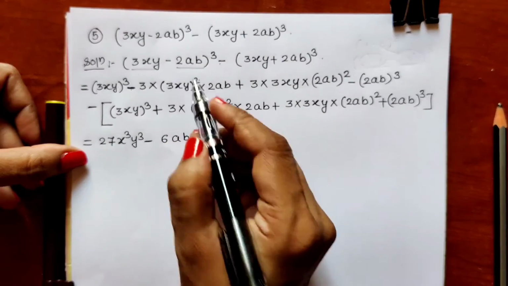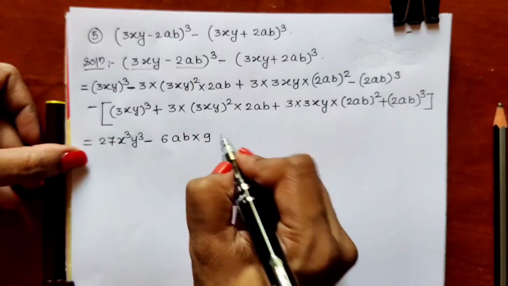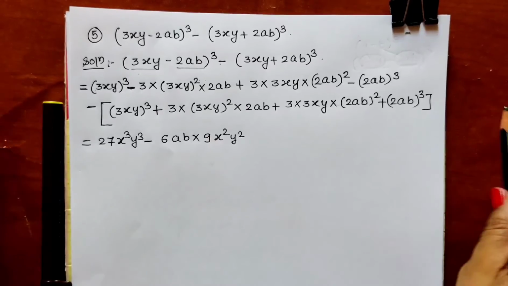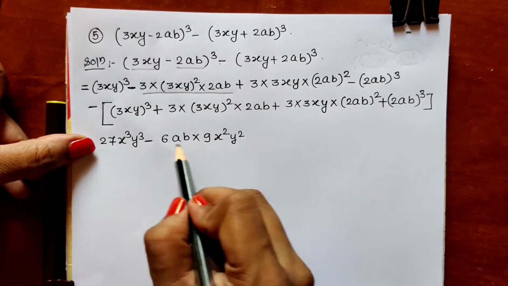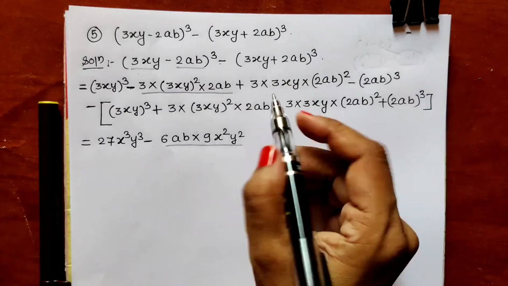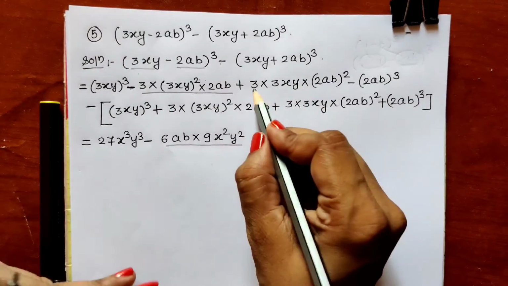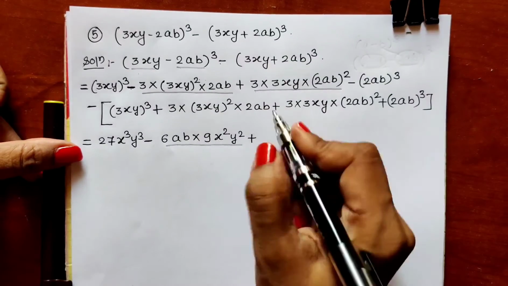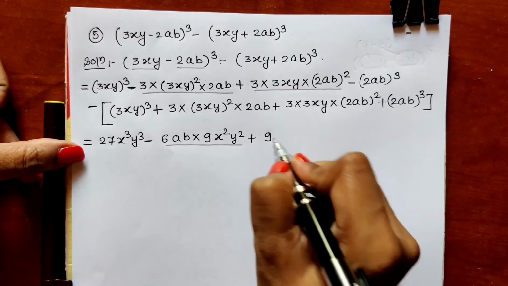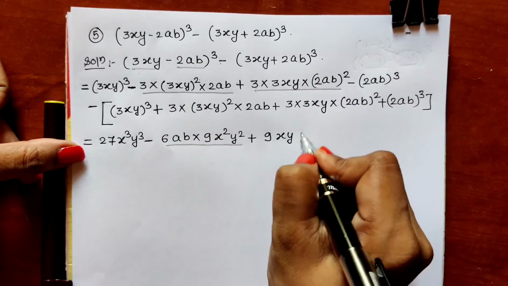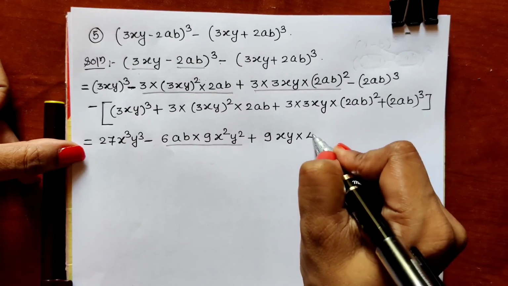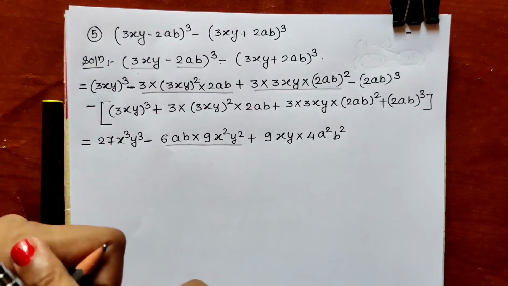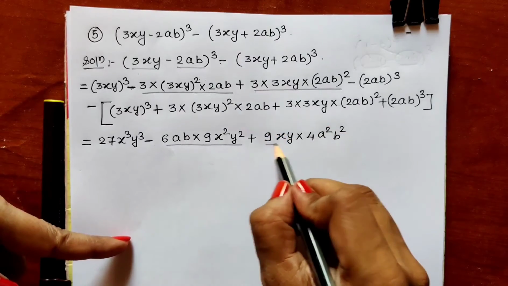into 3 square is 9, square of x is x square, square of y is y square. So in this way we have solved this term. Now we are going to solve this term. This is a single term because multiplication is there, so they are the single terms. 3 3s are 9 xy into 2 square is 4, square of a is a square, square of b is b square. In this way we have to do the square of coefficient and variable both.